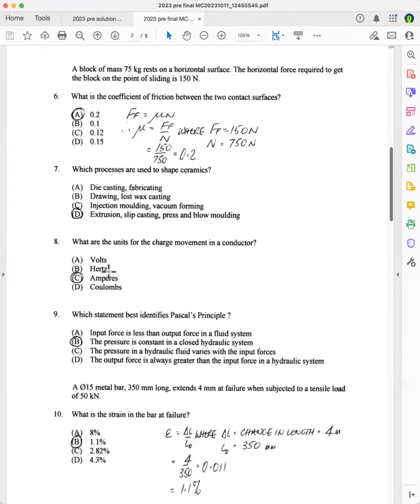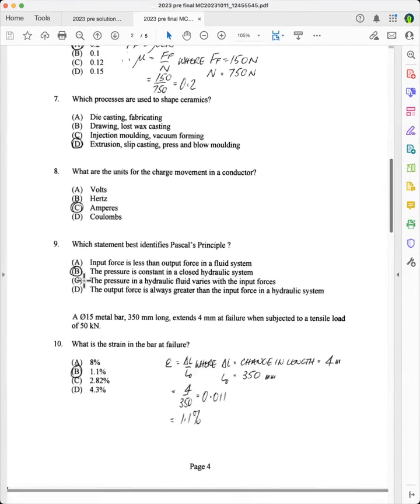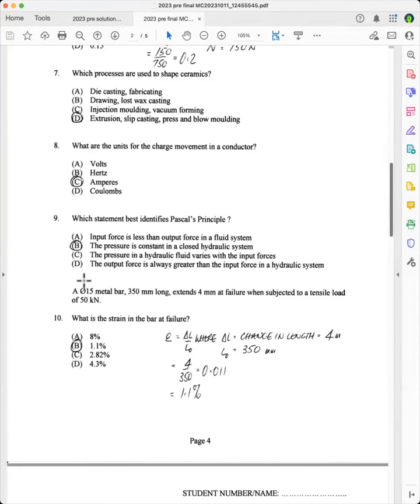Question 8, what are the units for the charge movement in a conductor? The charge movement is measured in amperes, so C is correct for question 8. Which statement best identifies Pascal's principle? Pascal's principle says that pressure is constant in a closed hydraulic system, and B is the correct answer there.